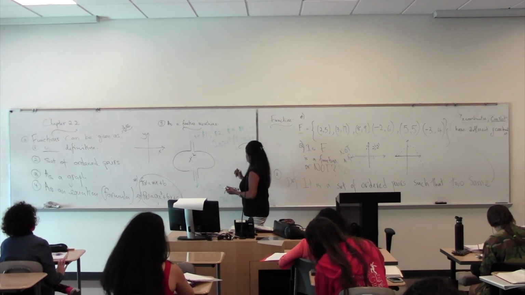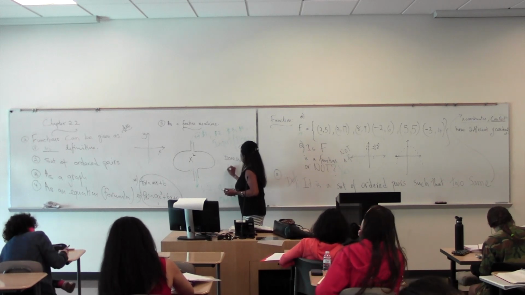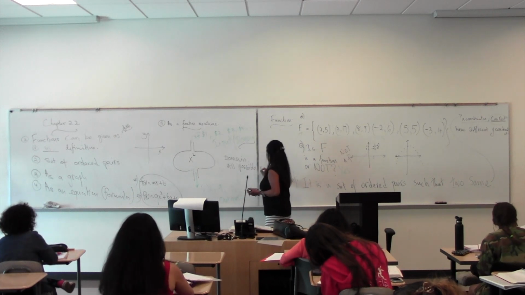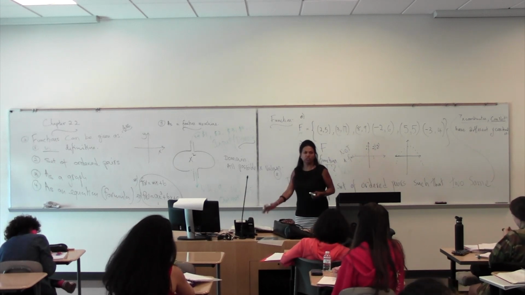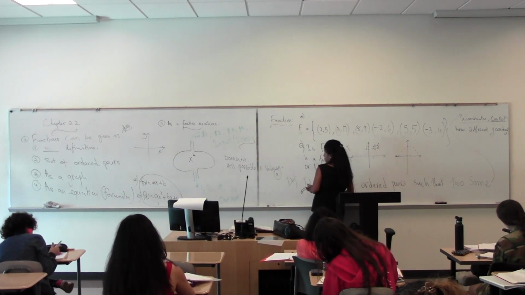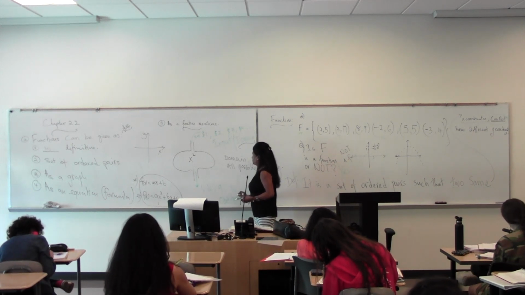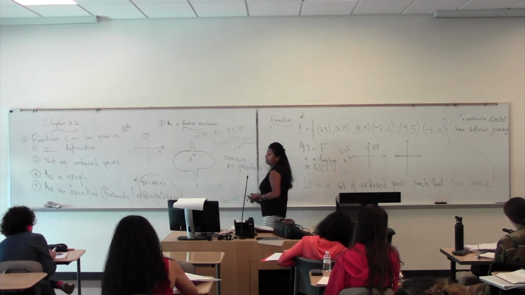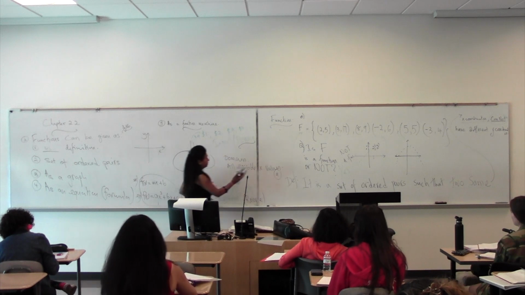So what is the domain here? All possible x values. Domain comes from all possible x values for the function. Now, what is range? What do you call these output values? The output values are called range. Okay? So what is the range here?